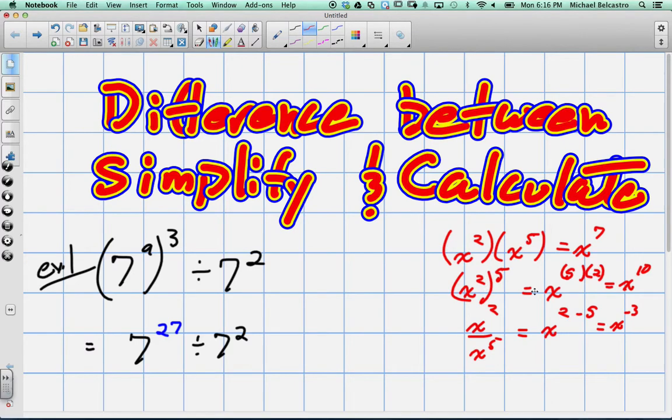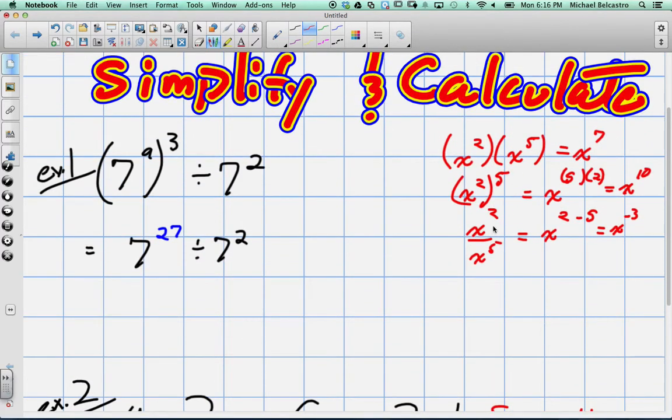Where did the negative come from? Because when we have division, we subtract the exponents. With multiplication, when we were multiplying them, we added them, so we added 2 and 5 to get 7. When it was a power of a power, we multiplied the 2 and 5 to get 10. And when it's a division or a fraction, those are the same thing, we subtract. So 2 subtract 5 gave us negative 3.